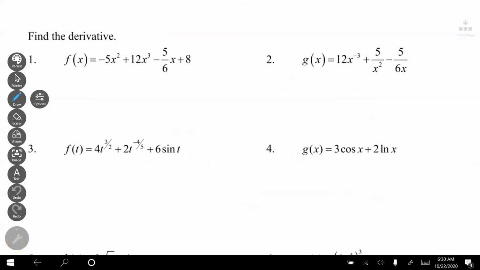Okay, time to do some examples. This one's pretty easy, just a regular polynomial. So f prime of x, don't forget your notation, is equal to negative 10x plus 36x squared minus 5, 6.